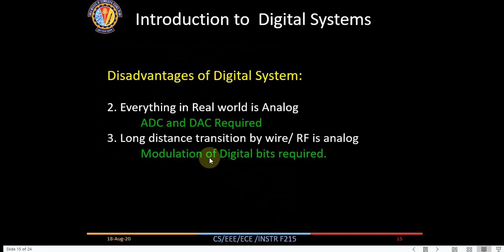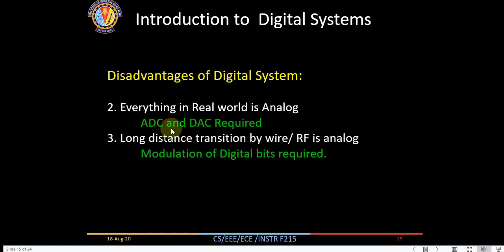Another disadvantage is that everything in the real world is analog, so you will require ADC and DAC. In real life you cannot have a pure digital world. Then everything would look black and white, and there would be no colors in life. Ayush will find everything black and white, while he's feeling things are cool because life is colorful. In the real world, everything is analog. That is why it is so colorful.